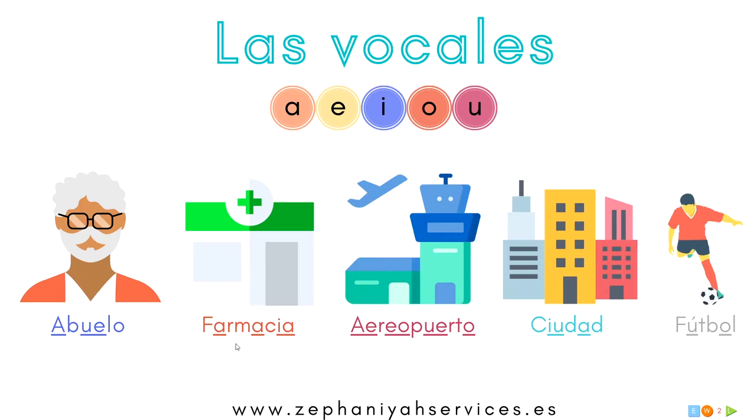Okay, this one, as you can see here, we have a lot of vowels. So let's do it slowly and then we speed it up. A, e, r, o, pu, er, to. Okay, so let's try to speed it up. Aeropuerto. It's like a tongue twister, but have fun with it. Now you try. Excellent. Fantastic.